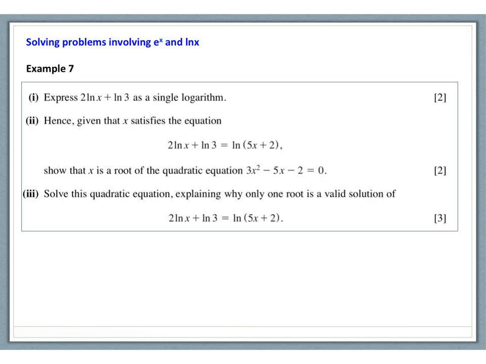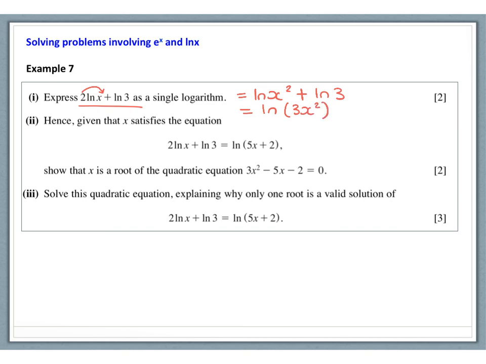So, example number 7. Part 1, express 2 ln x and ln 3 as a single logarithm. So here we can use our laws of logarithms. This is ln of x squared plus ln of 3, so moving this 2 here to become the power. And then we're adding two logarithms together, so this results in a product, ln 3x squared.